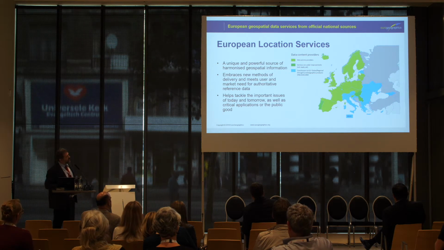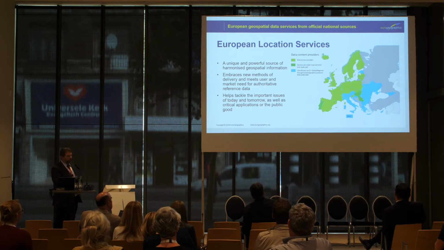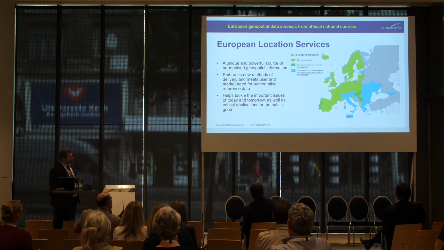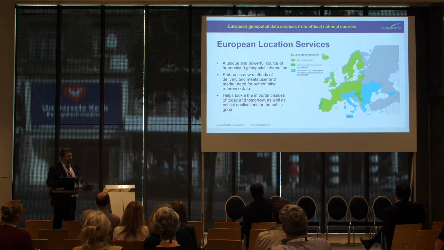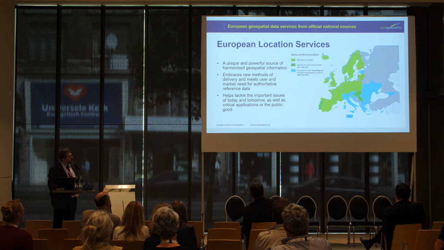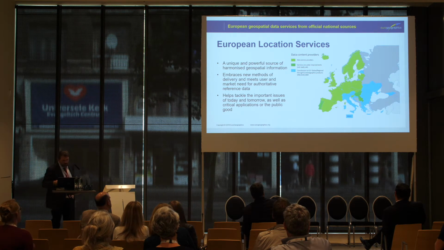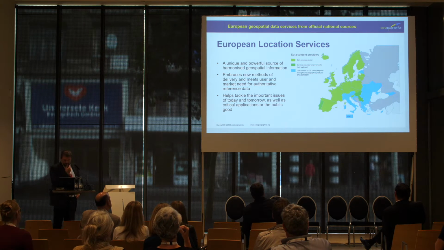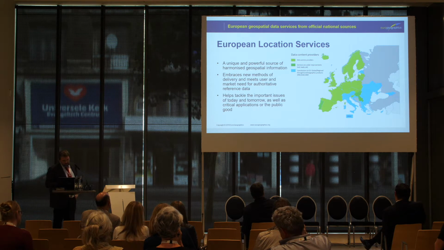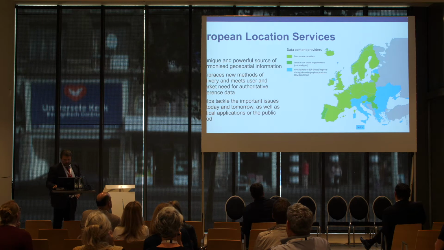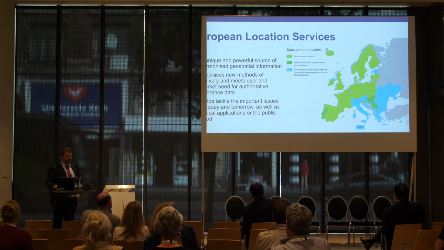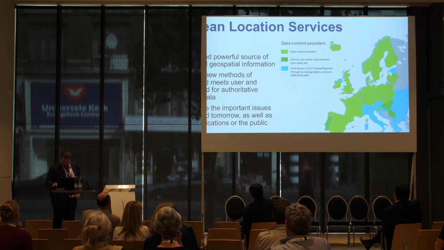On this map, you see the current coverage of our data. In green, it's data services that are already available. The dark green are the ones that need to go under improvement and development, and the blue countries provide their mapping data to our products. So, European Location Service, a single access point with clear pricing and licensing model for the users.